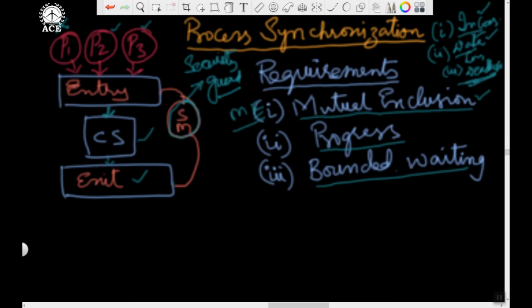Bounded waiting means no process has to wait forever to enter its critical section. That means if three want to enter, you allow P1 first. P2 and P3 are waiting. Then P1 comes out and wants to enter again. Again, if you allow P1, P2 and P3 will starve. If you keep allowing only one process or a set of processes and ignoring the others, they will keep waiting and suffer from the problem of starvation. To avoid that, we say the bounded waiting condition should be satisfied. If any mechanism satisfies these three requirements, then we say it is one of the correct mechanisms.